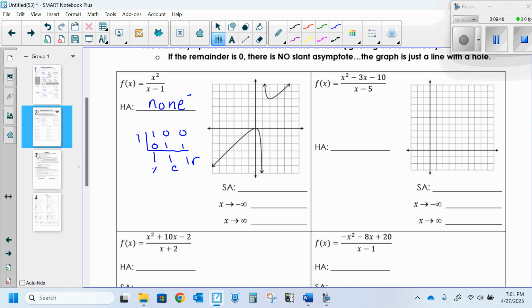This is your constant. This is x to the 1st. Now, to have a slant, you have to get a remainder. If it's 0 right here, it is not a slant. You have to get a remainder in order to have a slant asymptote. So your equation of your slant asymptote, we write in slope-intercept form. y equals 1x plus 1.